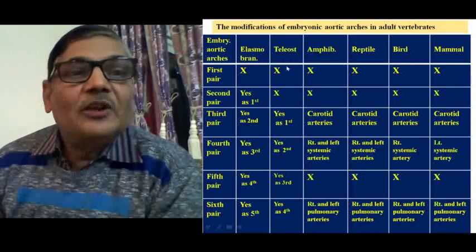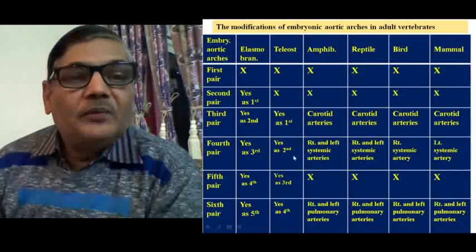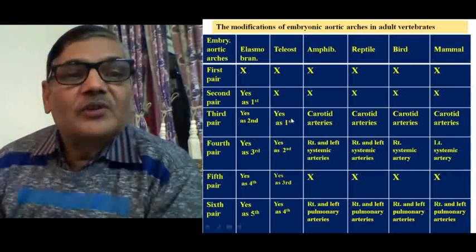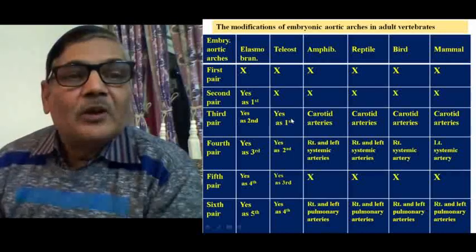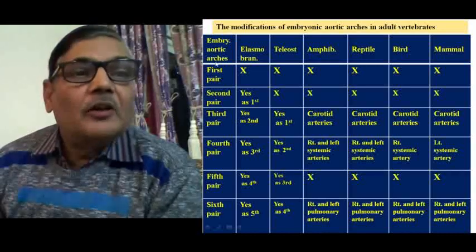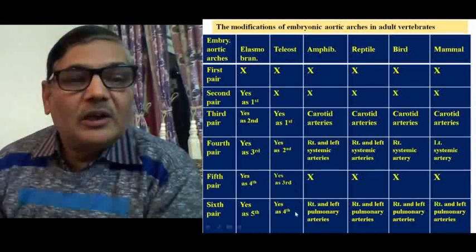In case of teleost, the first and second both pairs of aortic arches are absent and only 4 pairs of aortic arches are present, because teleost fishes have 4 pairs of gills, so each gill pair will have an aortic arch. So we can see here first, second, third and fourth aortic arches remain in case of bony fishes.